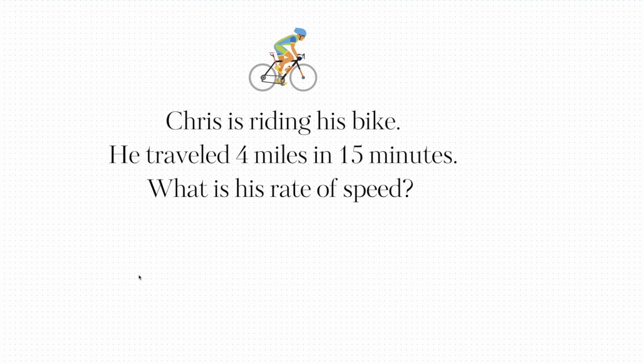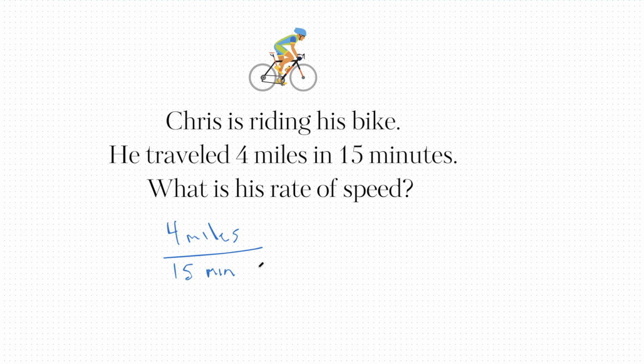Here's a problem involving rate. Chris is riding his bike. He traveled 4 miles in 15 minutes. What is his rate of speed? The question is really, how fast is Chris riding his bike? First thing I'm going to do is write the ratio that we know. We know that he travels 4 miles in 15 minutes. So Chris is moving pretty quick. The question is, what's his rate of speed?